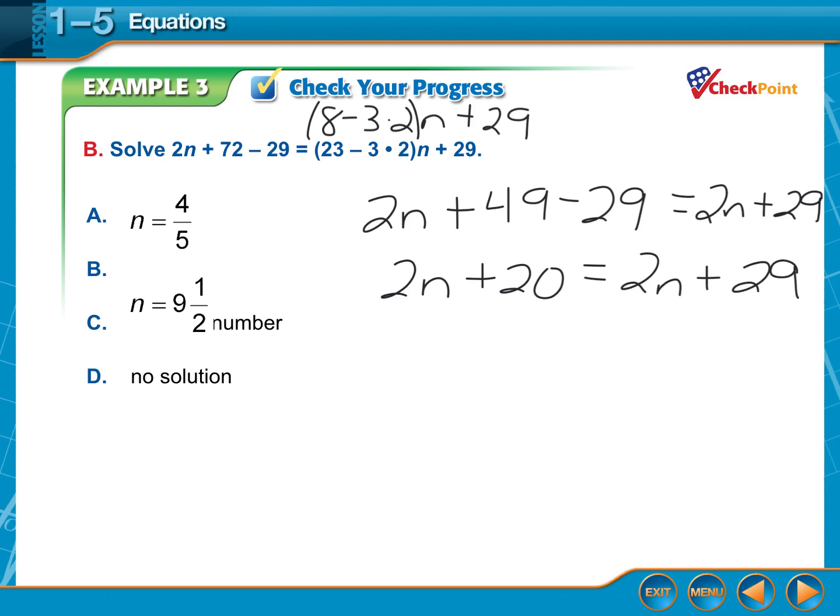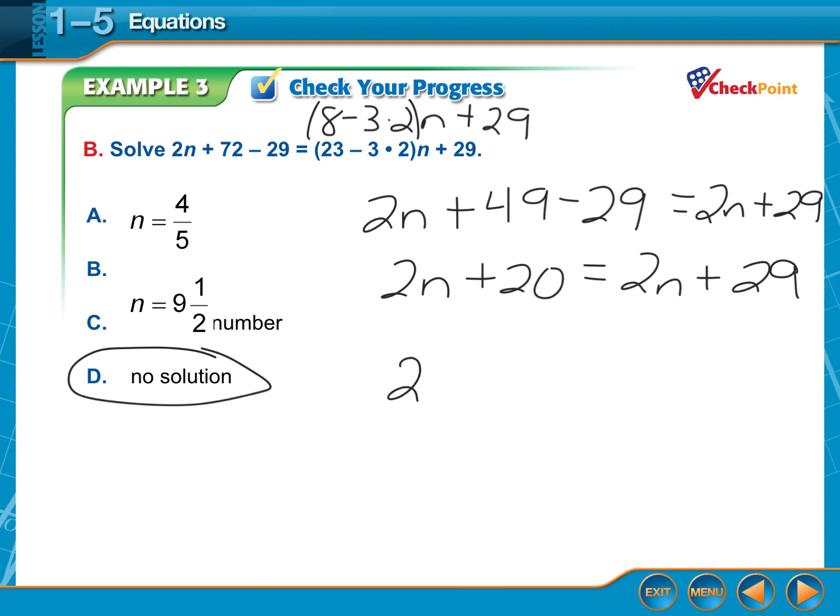Is there going to be any solution? Why? We don't even need to finish, right? How do we know there's not going to be any solution? Because n plus 2n plus 20 and it's 2n plus 20. Right, so they're never going to be the same. So our answer would be no solution.